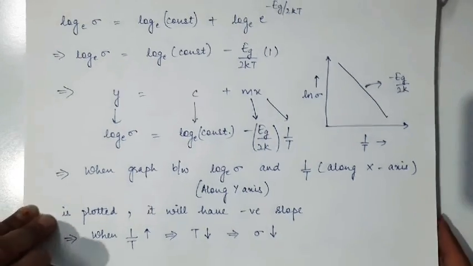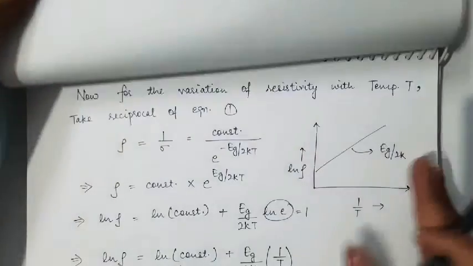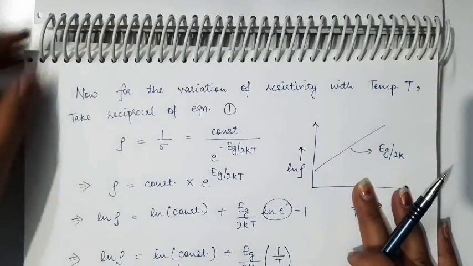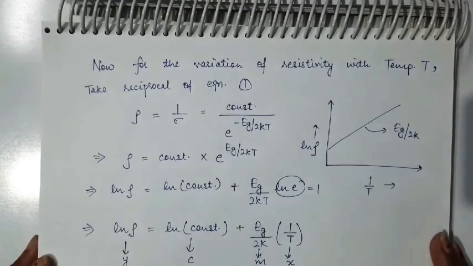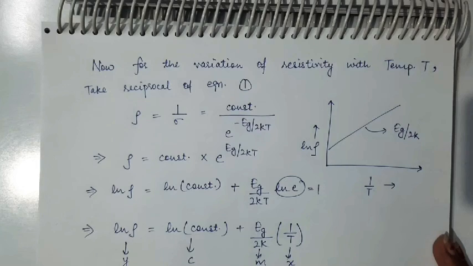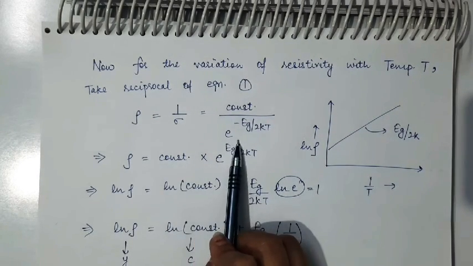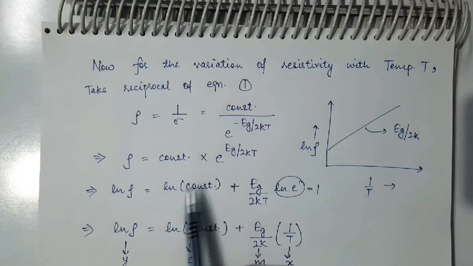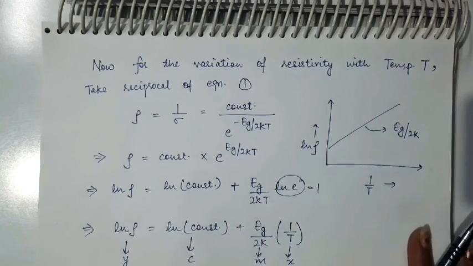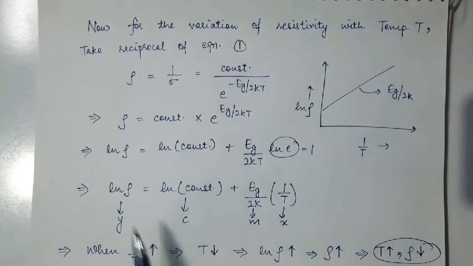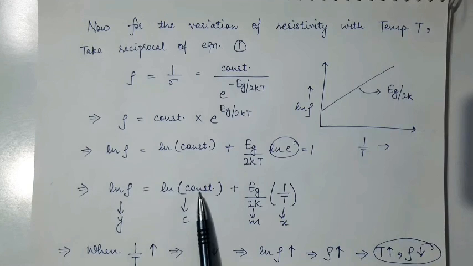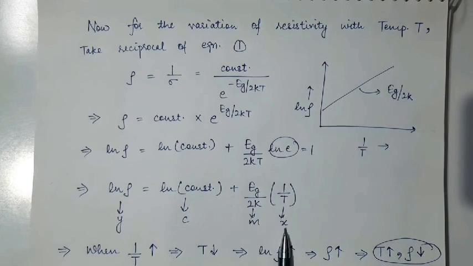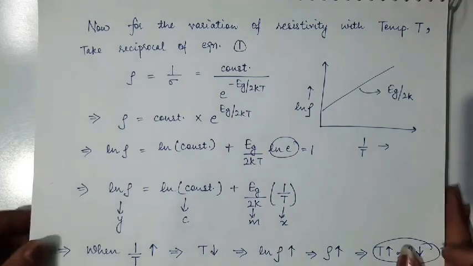Now what will be the behavior of resistivity with the temperature? We know that resistivity is the reciprocal of conductivity. So take the reciprocal of the expression of conductivity, and we will get the expression for resistivity. Now again take natural log on both sides, we will get this expression. And again we have the equation of a straight line. If we plot this along y-axis, this will be the intercept, this Eg/2k will act as slope, and 1/T will be along x-axis. So this will be the graph.